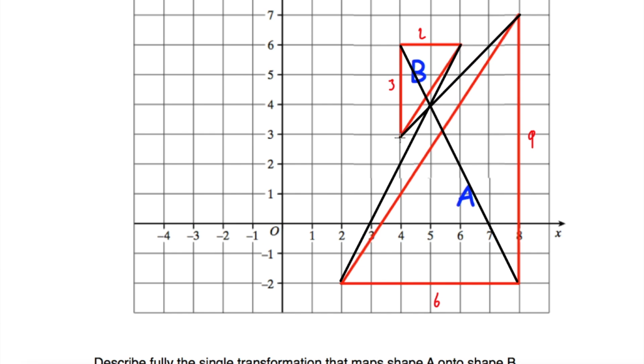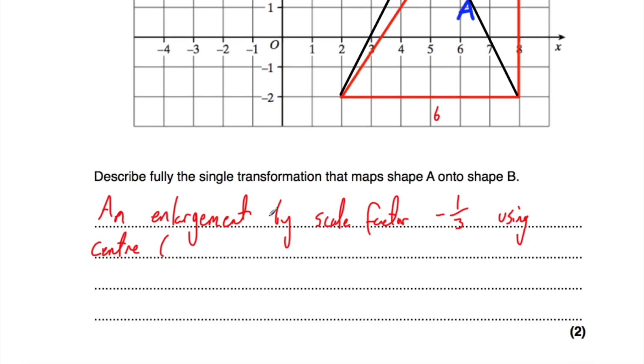And this one here would actually be down there. And as you can see, all those lines cross at that particular point there. That's going to be the center of enlargement here. And that center of enlargement is the point with coordinates 5, 4. So it's the point 5, 4. So let's write that down using center 5, 4. And that's it. So there's been an enlargement by scale factor negative a third using center 5, 4.